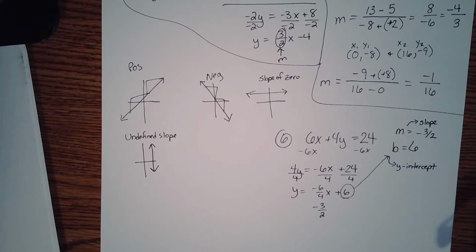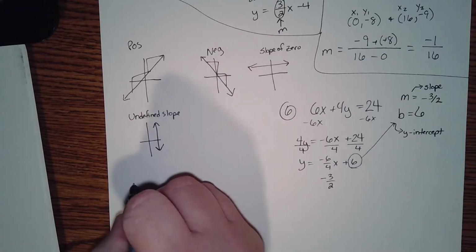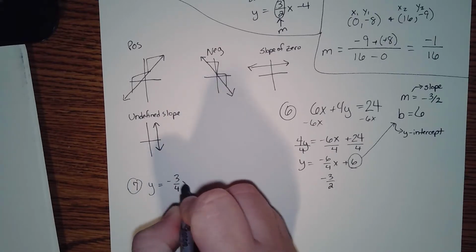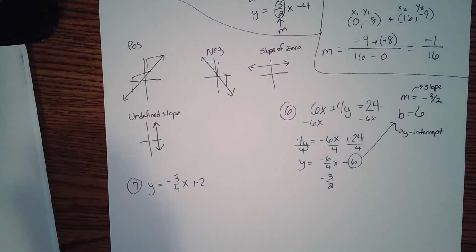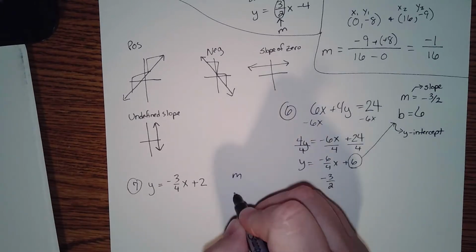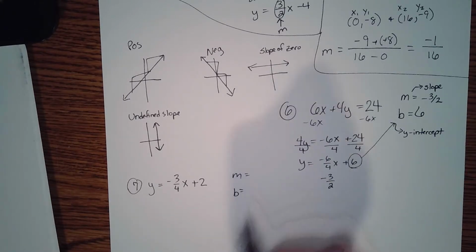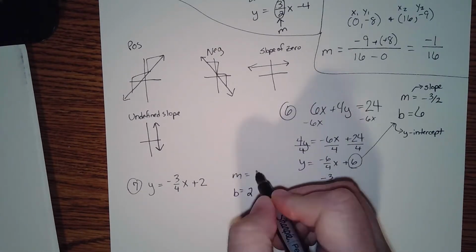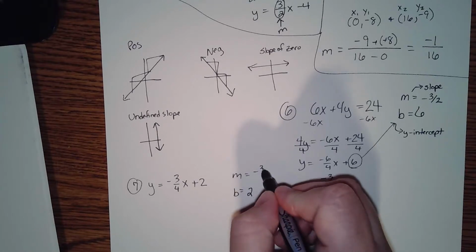Okay, look at number 7. Take a moment. Let's look at number 7. We have y equals negative 3/4 x plus 2. My question to you, are we already in slope-intercept form? Have you had time to think about it? Good, you're correct. We are in slope-intercept form already. So the first thing we're going to do is just label them. So b is going to be 2 and m is going to be negative 3 over 4.